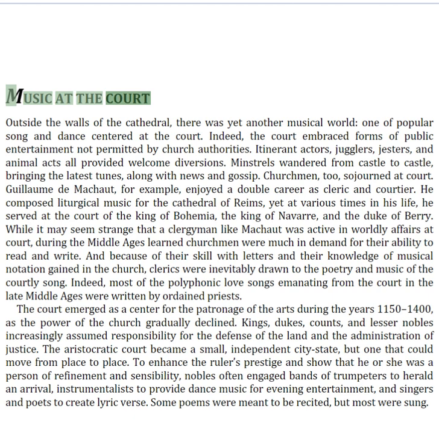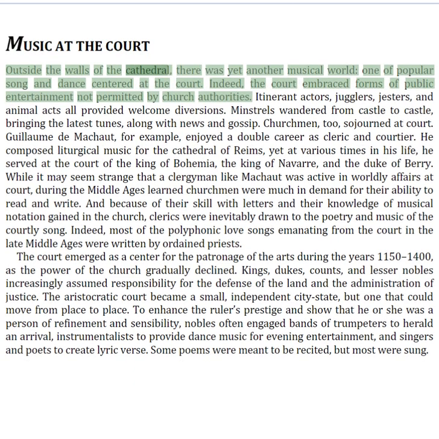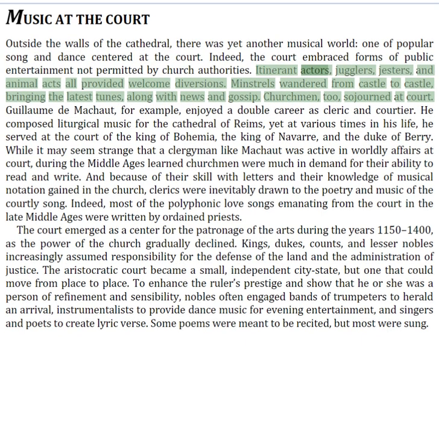Music at the court. Outside the walls of the cathedral, there was yet another musical world, one of popular song and dance centered at the court. Indeed, the court embraced forms of public entertainment not permitted by church authorities. Itinerant actors, jugglers, jesters, and animal acts all provided welcome diversions. Minstrels wandered from castle to castle, bringing the latest tunes, along with news and gossip.